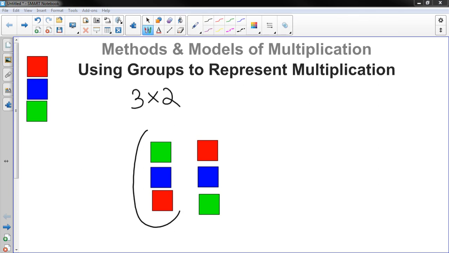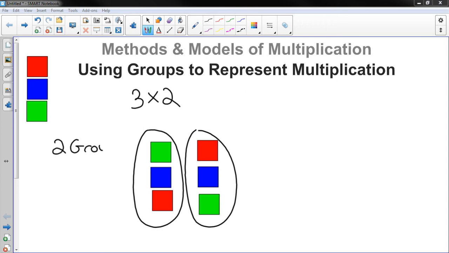So I have 2 groups. There's 1, and there's 2. I have 2 groups of 3. We'll even go farther and say 3 tiles. How many total tiles are there? Well, there's 6, right? If I were to count them, 1, 2, 3, 4, 5, 6.